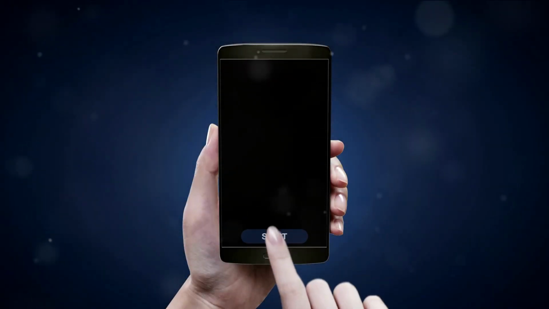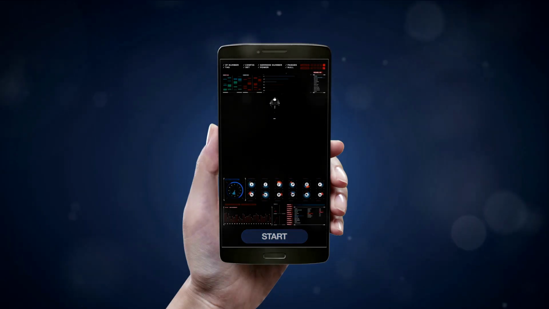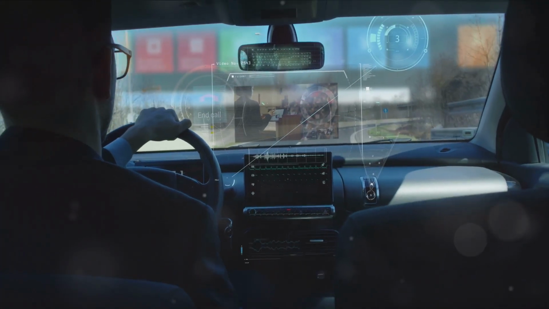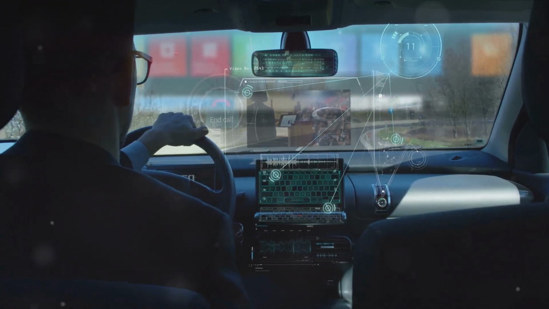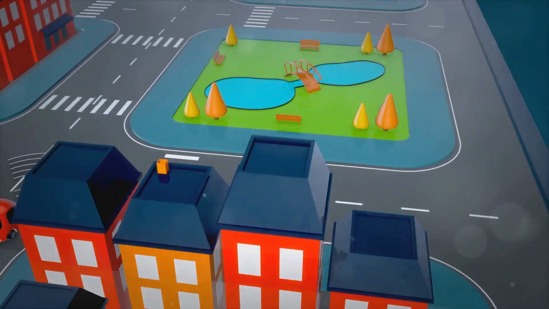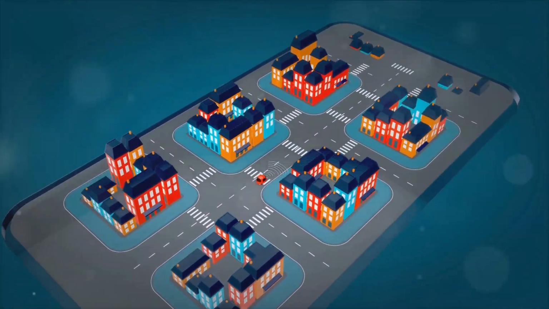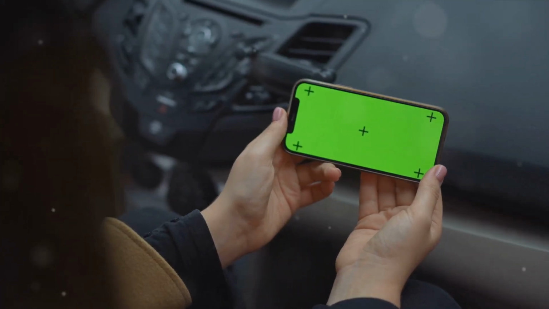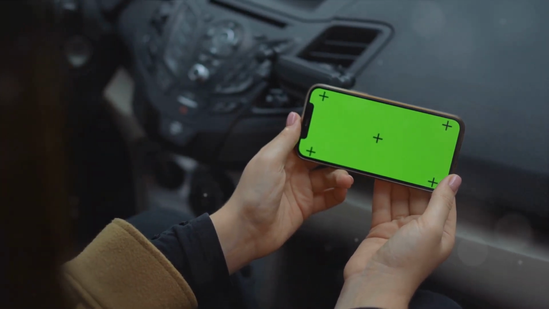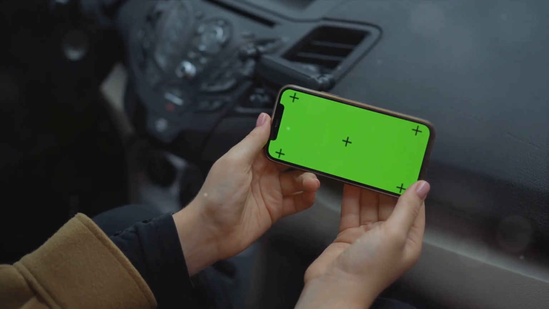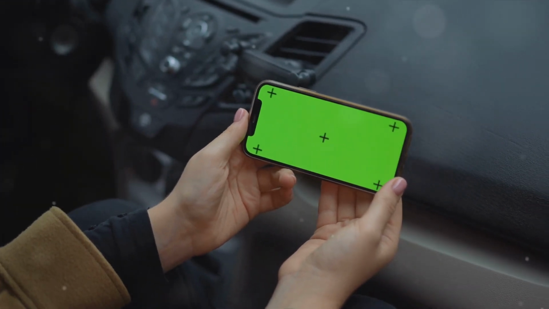This speed, combined with its accuracy, opens up a myriad of potential applications. From autonomous vehicles to surveillance systems, from robotics to augmented reality, YOLO is paving the way for a future where machines interact with the world in ways we've only dreamed of. Next time your smartphone camera identifies a face or a self-driving car maneuvers seamlessly through traffic, remember, it's all thanks to YOLO, the algorithm that lets machines see.